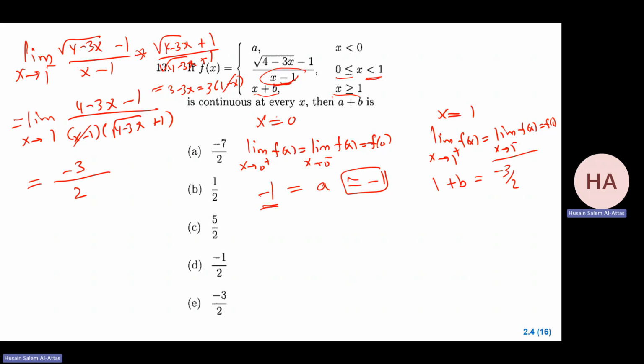And this is f of 1. It will be the same thing, 1 plus b. So it's redundant because this is the same as this. So what is b? b equals minus 5 over 2. Take 1 to the other side. You need what? a plus b. That will be minus 1 minus 5 over 2, which is minus 7 over 2.